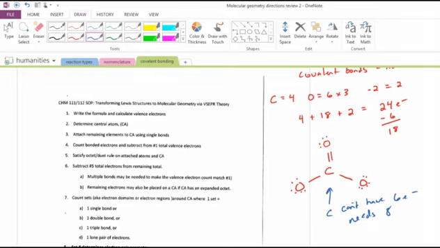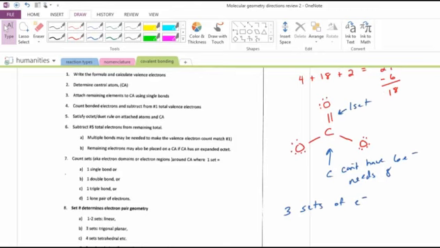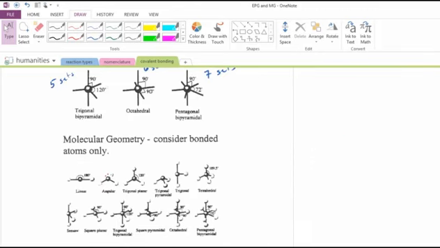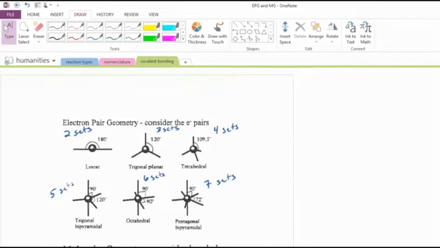So the next thing we have to do is count the sets of electrons. There are only 3 sets of electrons. That is a set because they're double bonds, so they're together. So if we look at this, 3 sets gives us trigonal planar.